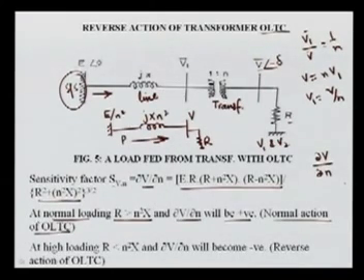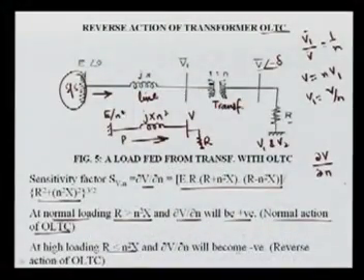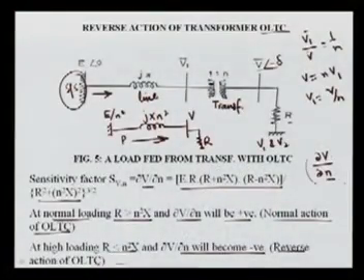meaning this value is positive. At the higher loading, what happens, this R is less than n square X, because higher loading means R is very small compared to this X. So this may become negative, and this shows that it is a reverse action of OLTC, meaning if you change the tap, your voltage is decreasing. If you are increasing the tap, from here you can see what is positive and negative. It shows here that when you change the tap, voltage V is increasing.